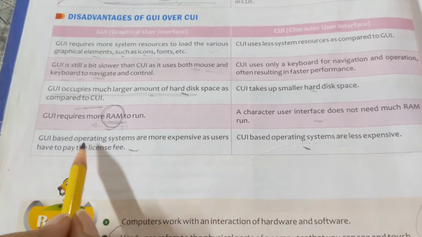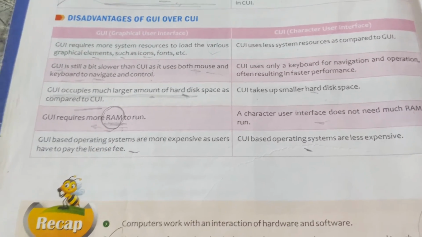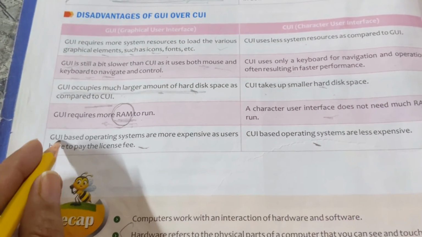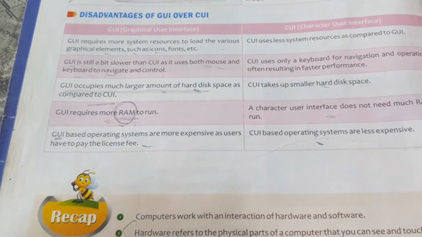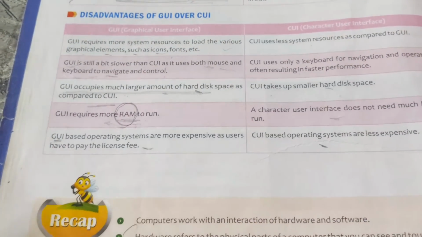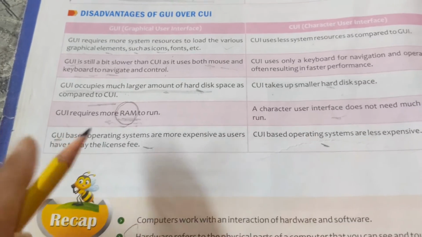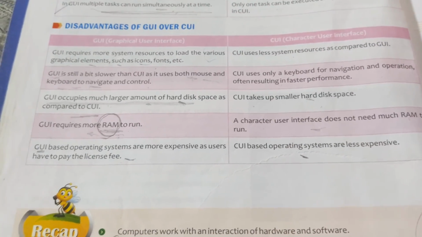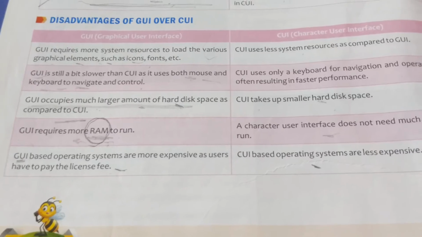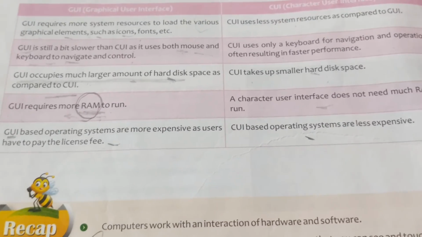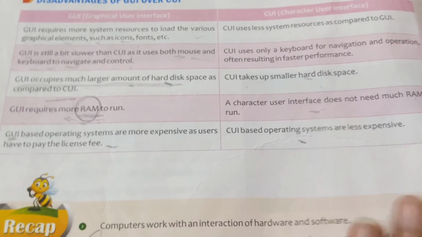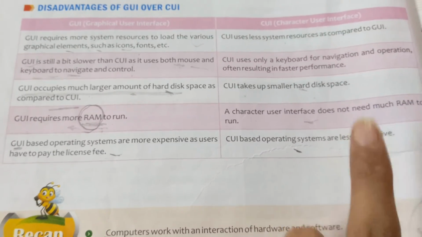So GUI based operating systems are more expensive as users have to pay the license fee. So these GUI operating systems are more expensive. Why are they more expensive? Because you have to pay the license fee for them. So CUI based operating systems are less expensive because here you do not need to pay any license fee. आपको यहाँ कुछ license fee पे नहीं करना पड़ता, कोई फीस नहीं देनी पड़ती. So that is why they are good in that sense.